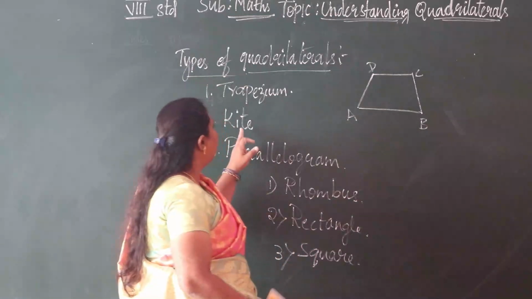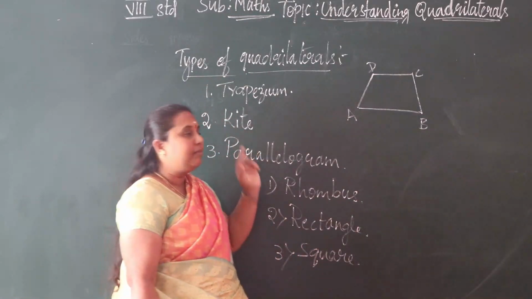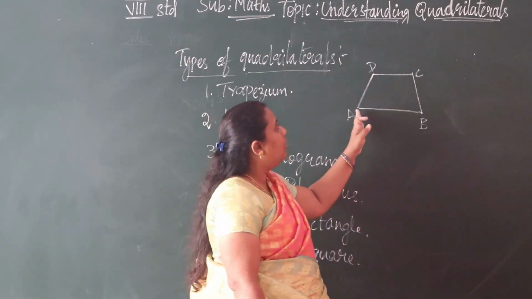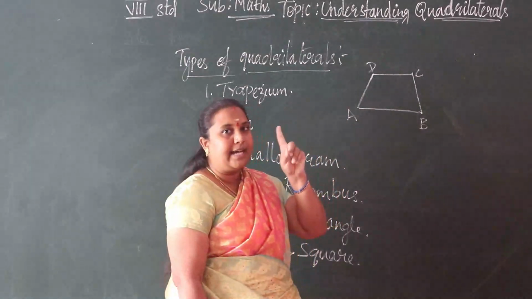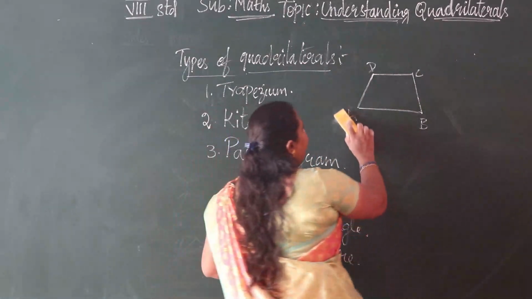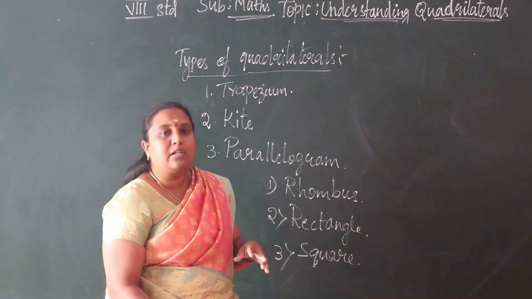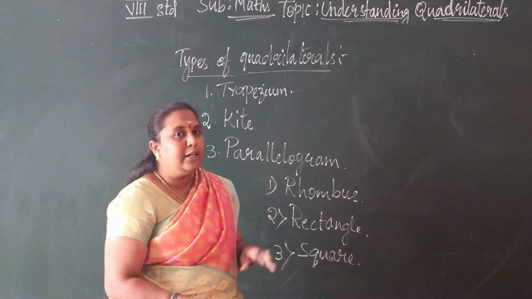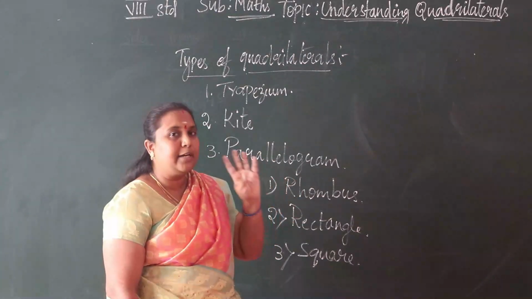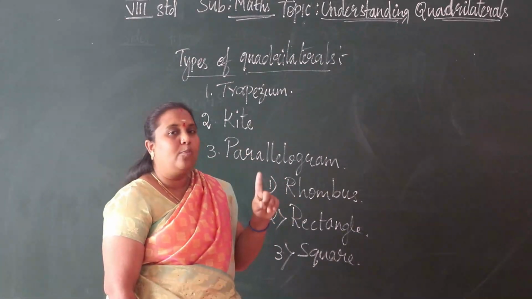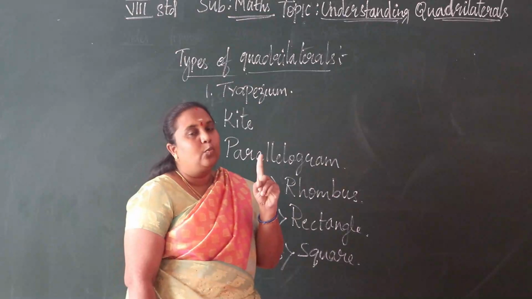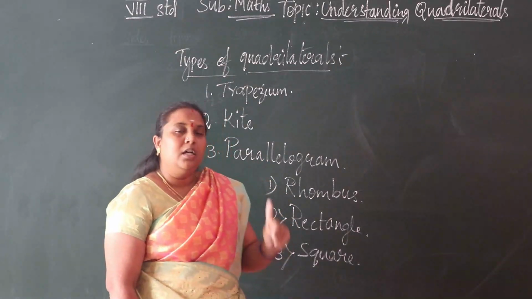Okay, so then we move on to another topic, that is kite. Here also we can draw only one diagonal, as in a trapezium. In a quadrilateral, how many diagonals can we draw? A quadrilateral is a four-sided polygon. Only one diagonal you can draw in a quadrilateral.